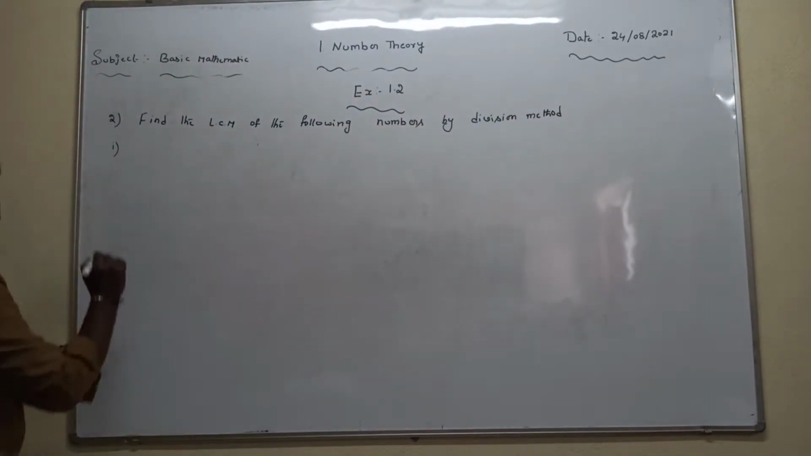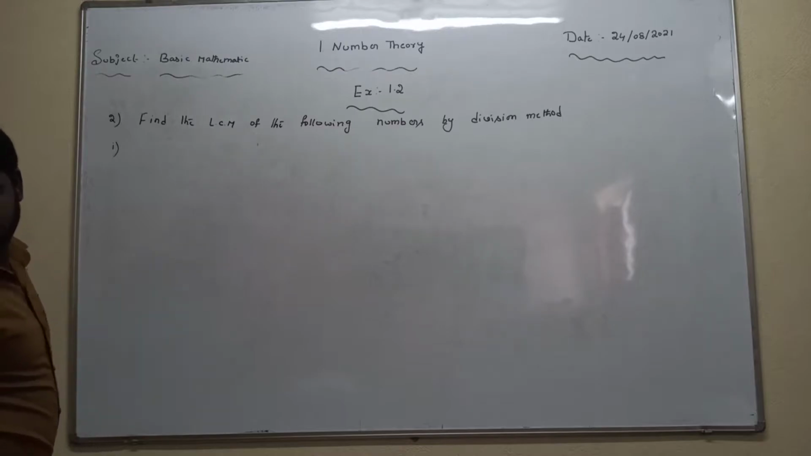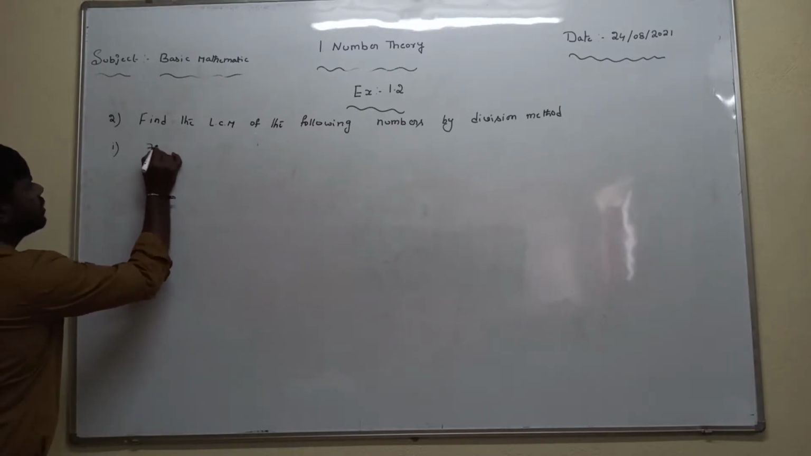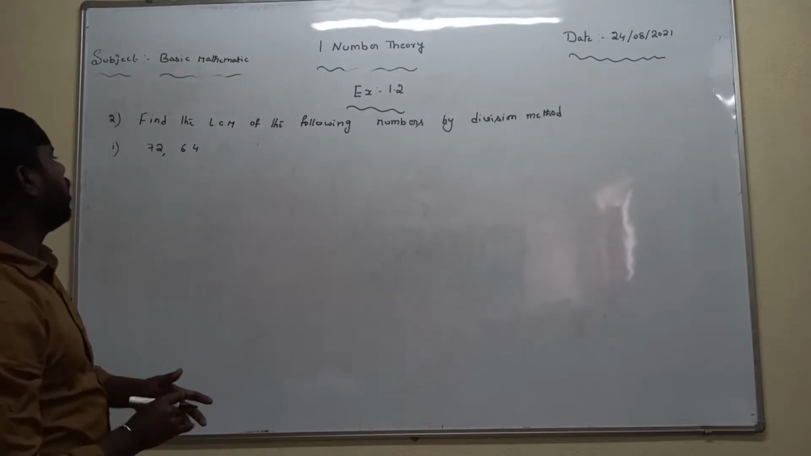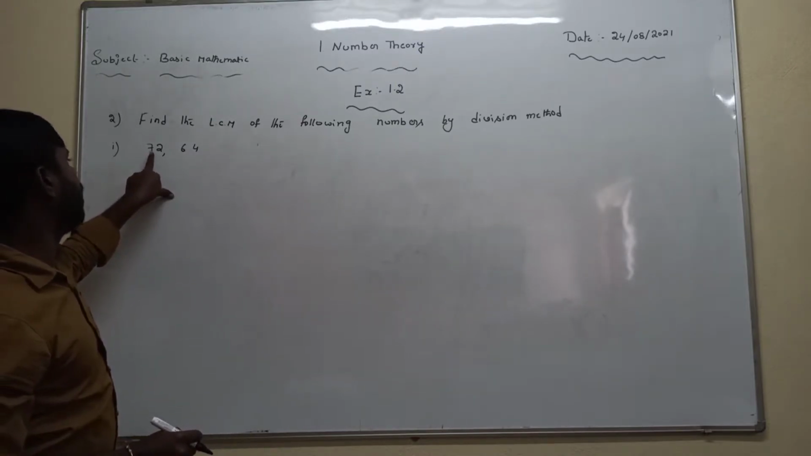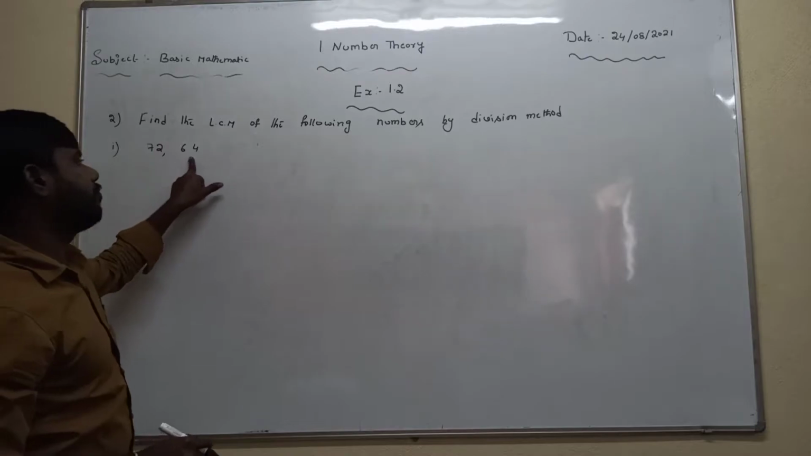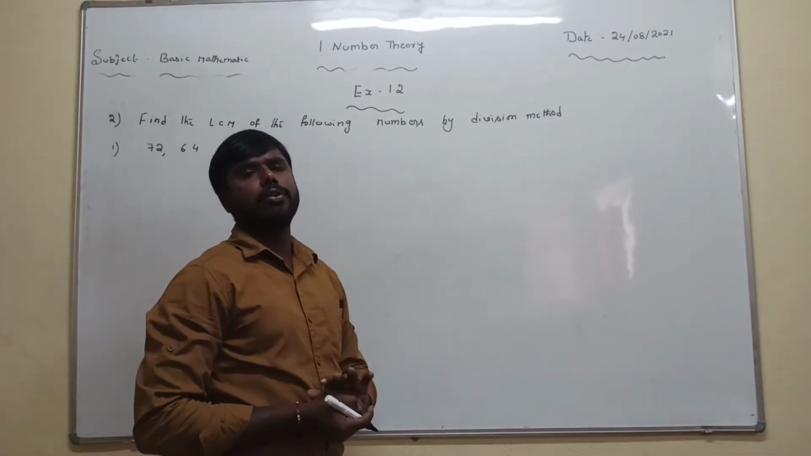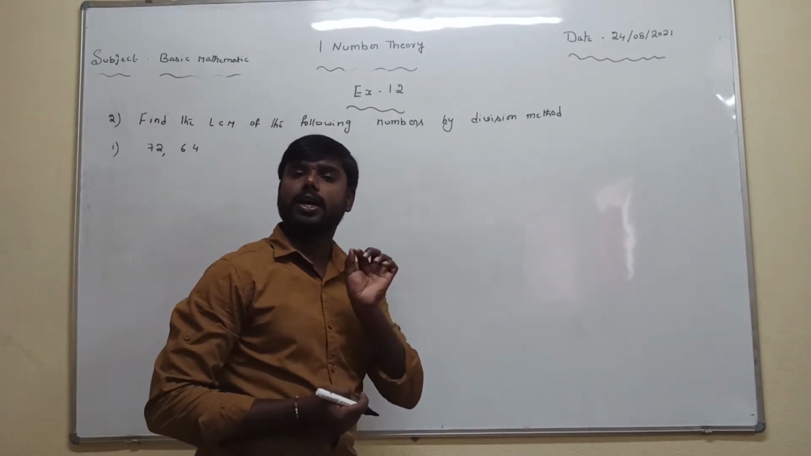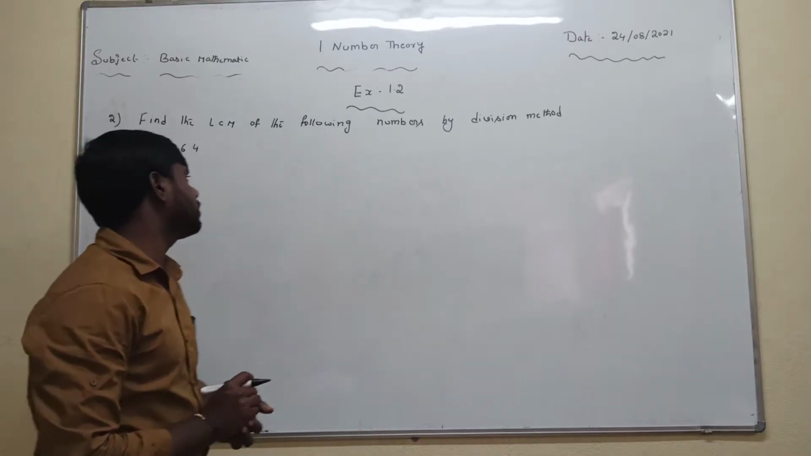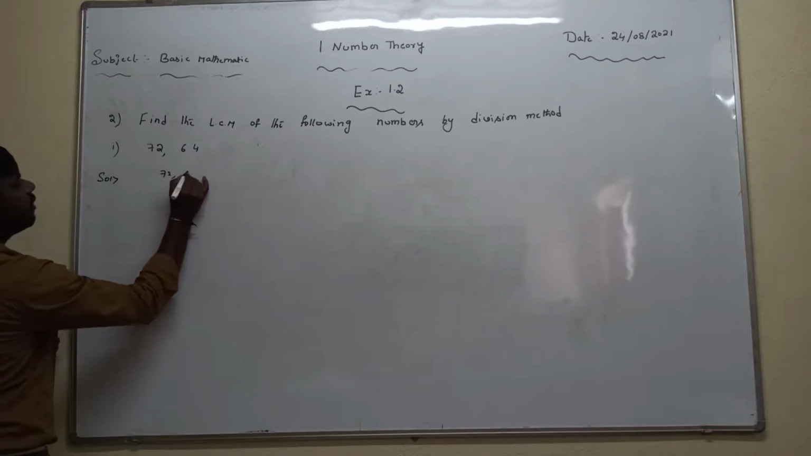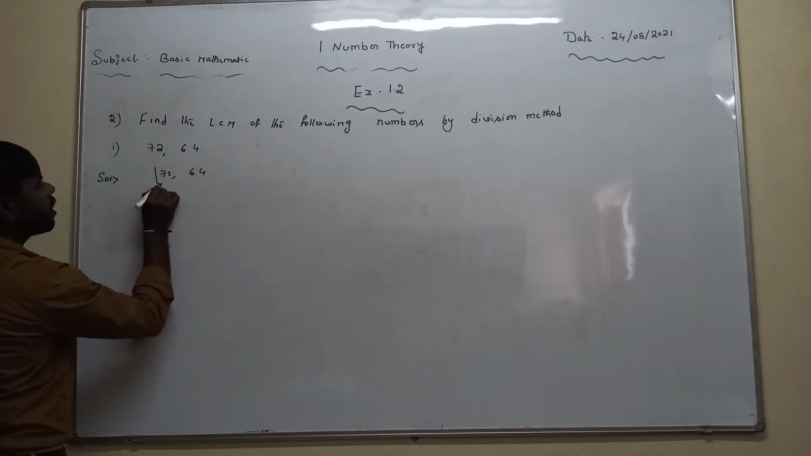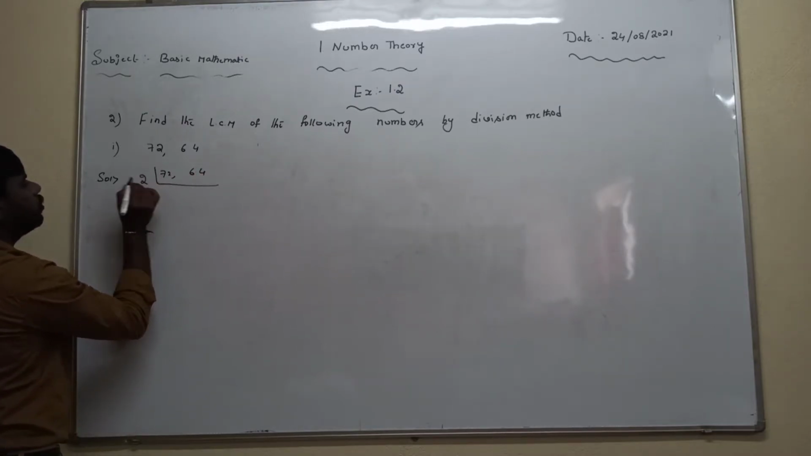See the first question. The given numbers are 72 and 64. Find the LCM of 72 and 64 by using the division method. What is the condition for the division method? It means divide the given numbers by a common prime number, which is 2.